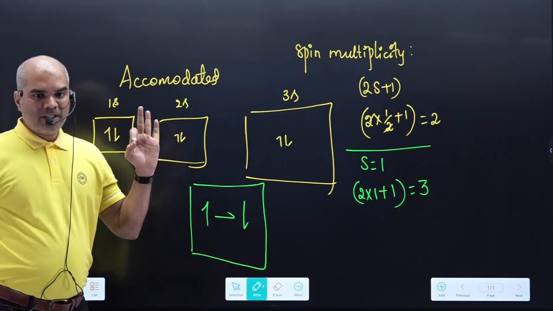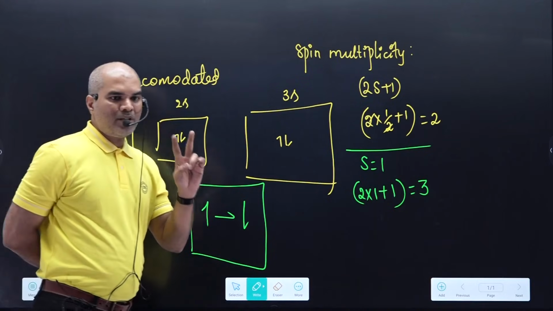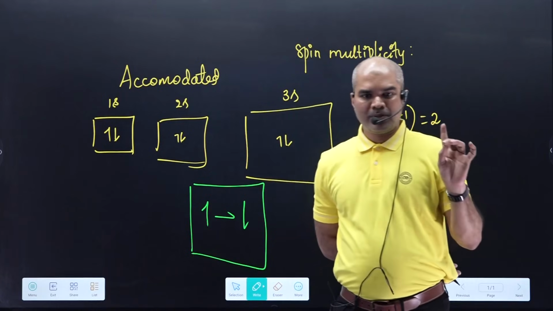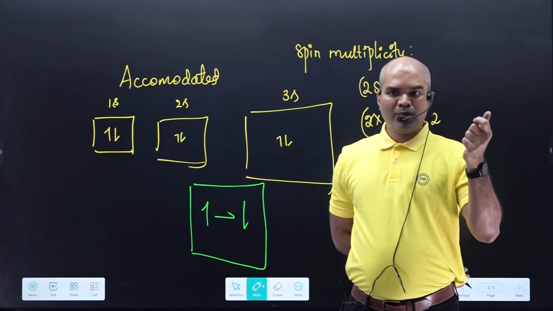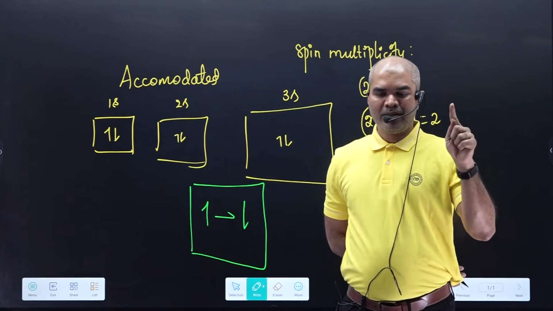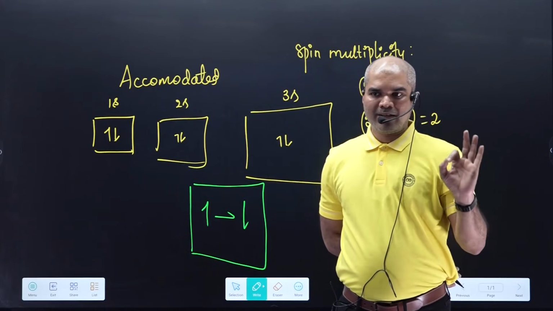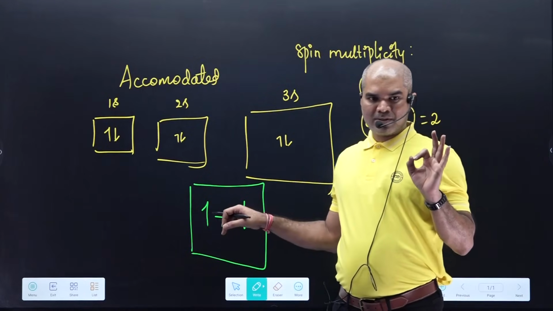So to the question that I asked yesterday, why only 2 electrons can fill up an orbital? Because its spin is only 1 by 2. But if I can change the spin of an electron, according to the spin, I can accommodate the number of electrons in a given orbital. If the spin is 1, I can accommodate 3 electrons.